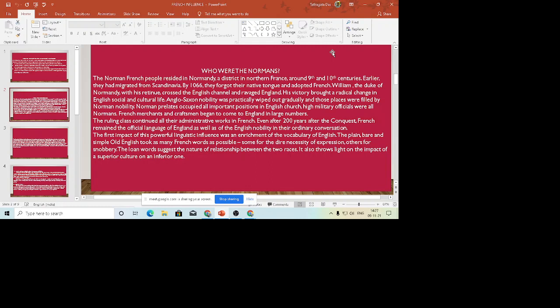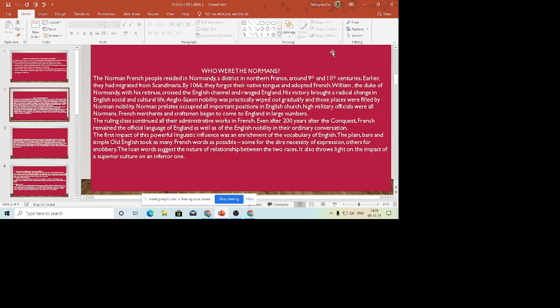The first impact of this powerful linguistic influence was an enrichment of the vocabulary of English. Obviously, a country which has been conquered by a foreign power, just as in our case, as we know, the English language has come down to us because of the British occupation of our country. Of course, this is a foreign language, but it has become our own language in a way. So we are all students of English language and literature. So they have given this language to us, the British.